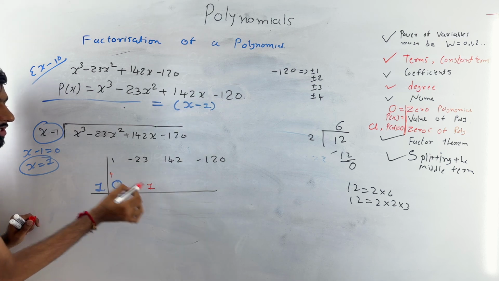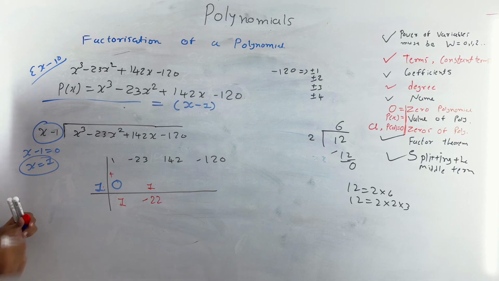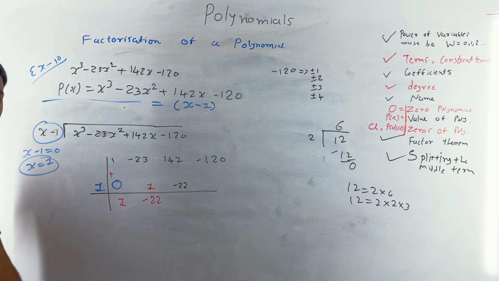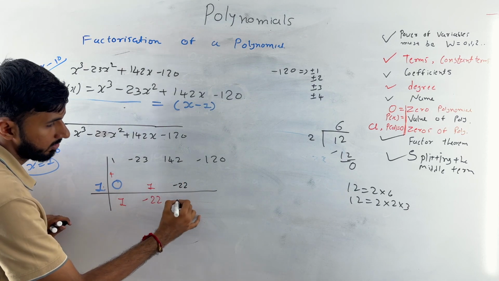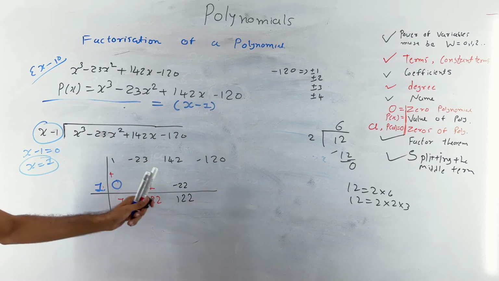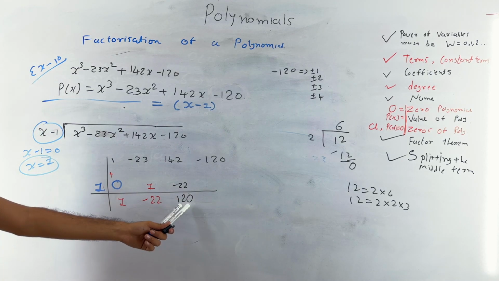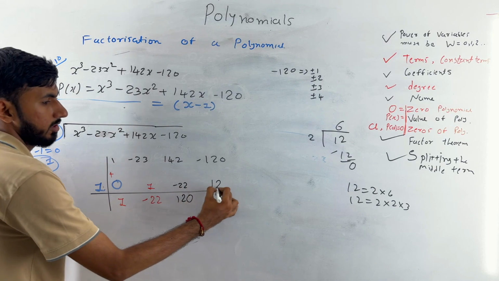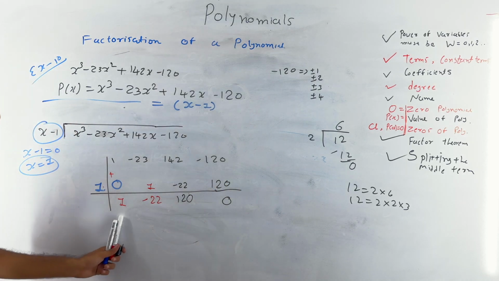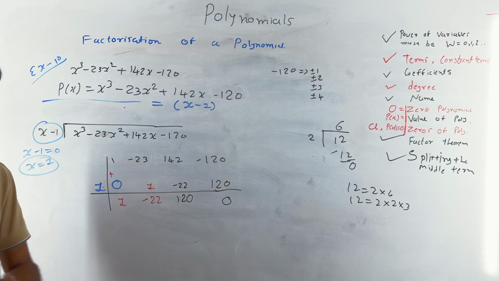Now add minus 23 and 1, your answer will be minus 22. Now multiply 1 with minus 22, your answer will be minus 22. Now add 142 and minus 22, your answer will be 120, right? Now multiply 120 with 1, you get 120 only. Now add minus 120 plus 120, you get 0. What are these three terms? These three are the coefficients of the quadratic polynomial, and the last one is the remainder.